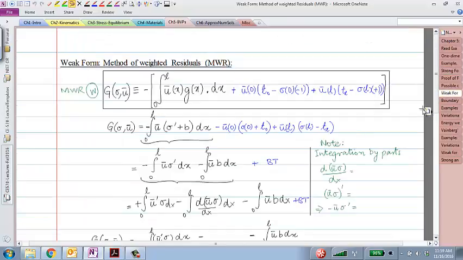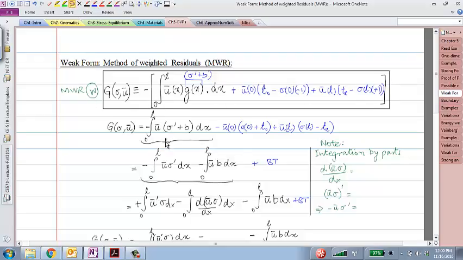So let me then try to put this method of weighted residuals form, the MWR weak form, in a slightly different form that will be easier for us to find approximate numerical solutions. One way we are going to do that is by manipulating that integral. All I'm doing here is rewriting that weak form. Hopefully you can identify G is nothing but sigma prime plus B. That's the residual.